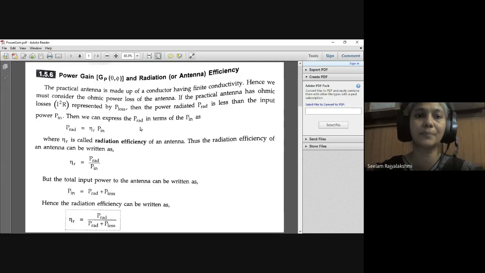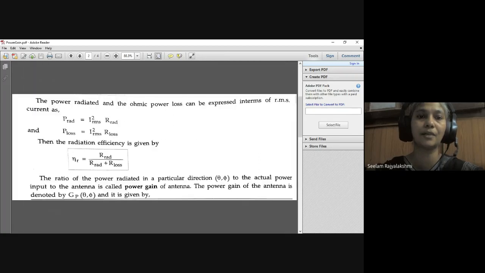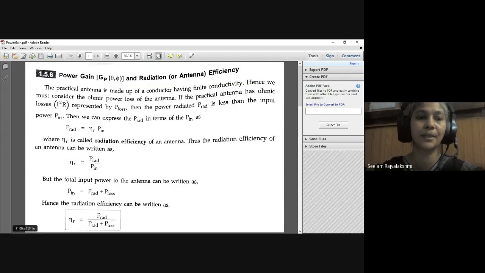Then we can express the radiated power in terms of P in. That means power radiated is equal to eta R into P in. Here eta R is called the radiation efficiency of the antenna. Thus radiation efficiency can be written as eta R equals P rad by P in. But how can we write the total input power? P in is equal to P rad plus P loss. Hence radiation efficiency eta R is equal to P rad by P rad plus P loss.